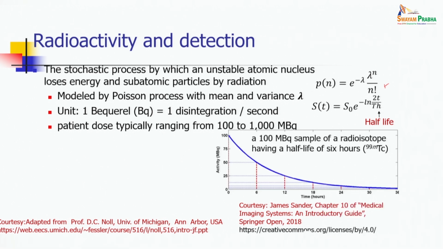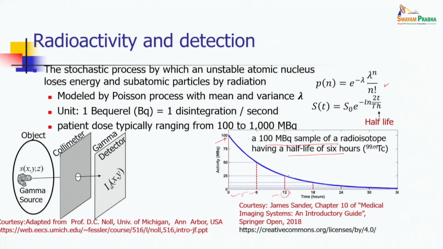So, for example, for technetium, say we have a 100 megabecquerel sample of radioisotope with a half-life of 6 hours. This is a very typical example, which means that if the radioactivity level is 100, meaning 100 disintegrations per second, then after 6 hours it would be 50. That sample would radiate 50 per second. Then after another 6 hours, it would be 25. In this way it decays, and it follows an exponential decay.